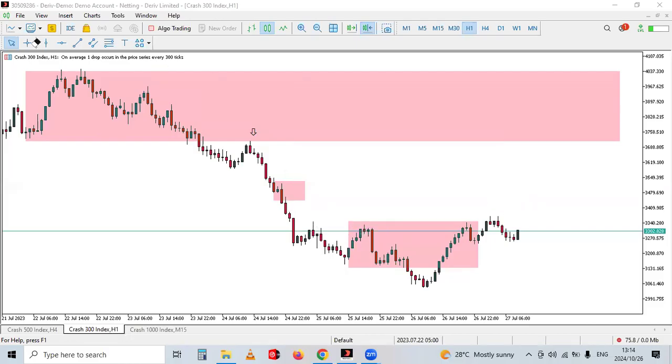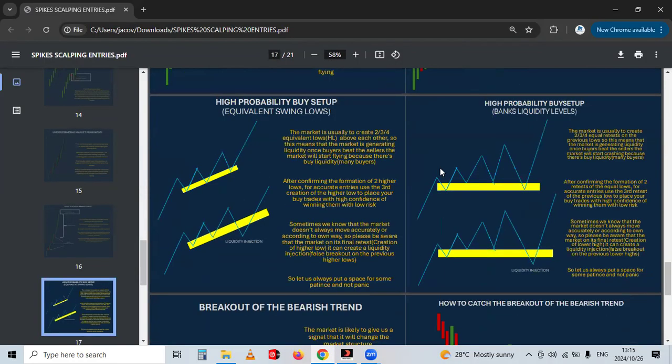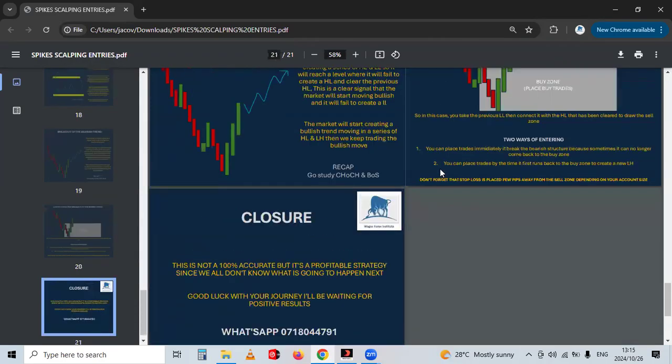So keep checking this PDF and also the chart. Practice the opposite on Crash. The things I was explaining on Boom are just the mirror. So Boom and Crash are just mirrors.